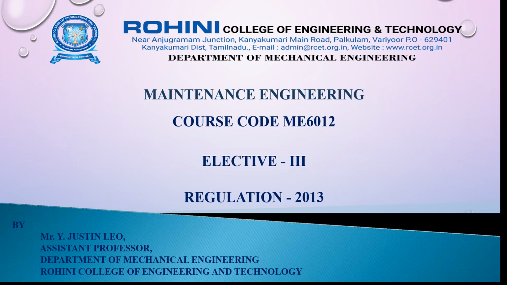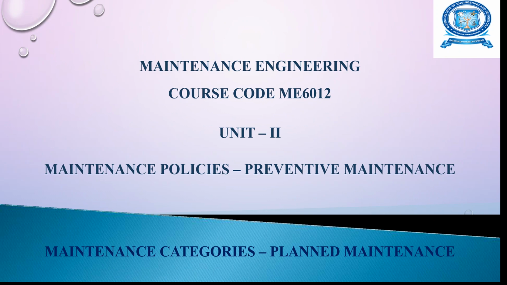Welcome to this maintenance engineering course video session, and the course code is ME6012, which is an elective course for the mechanical engineering students for the regulation 2013. So in this video session, we will be studying Unit 2, that is maintenance policies and preventive maintenance, and we will see in detail the maintenance categories, in which we'll be studying planned maintenance.